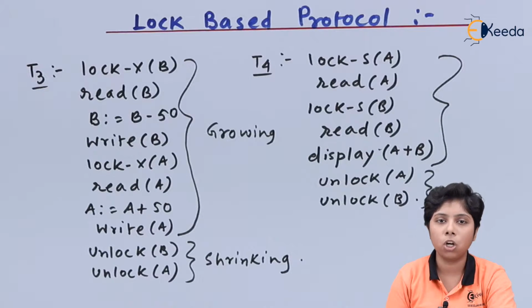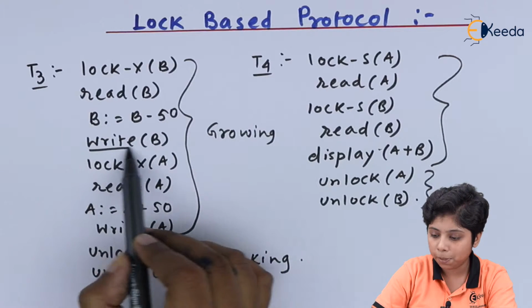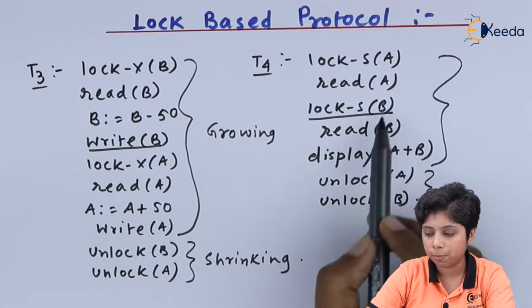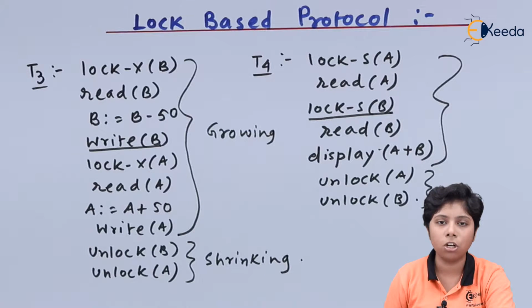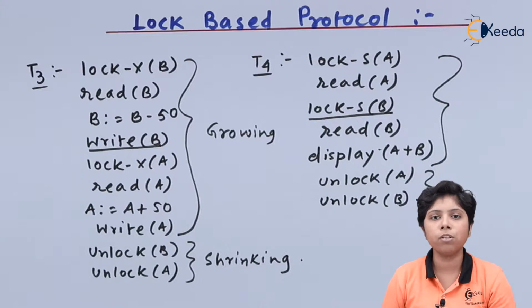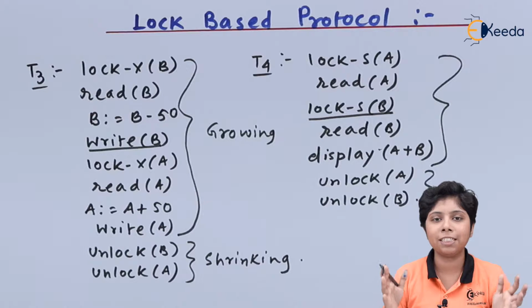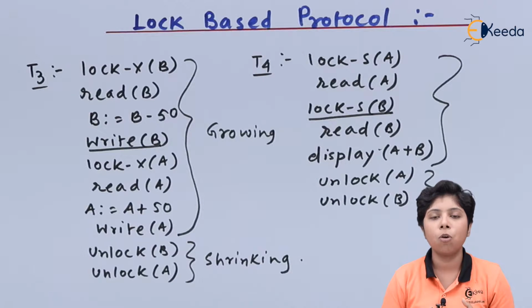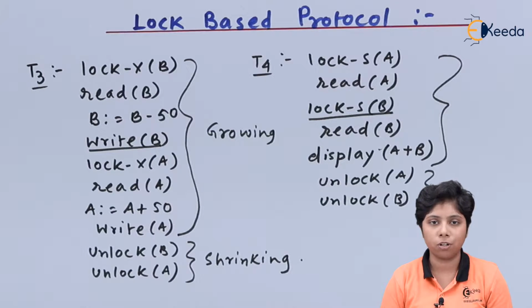But these two are not deadlock free, because if we reach write B, after that we need a lock SB, and it will cause a deadlock to happen. So what can we do to these transactions so that they can be deadlock free? We can produce a serial schedule with this two-phase locking protocol.